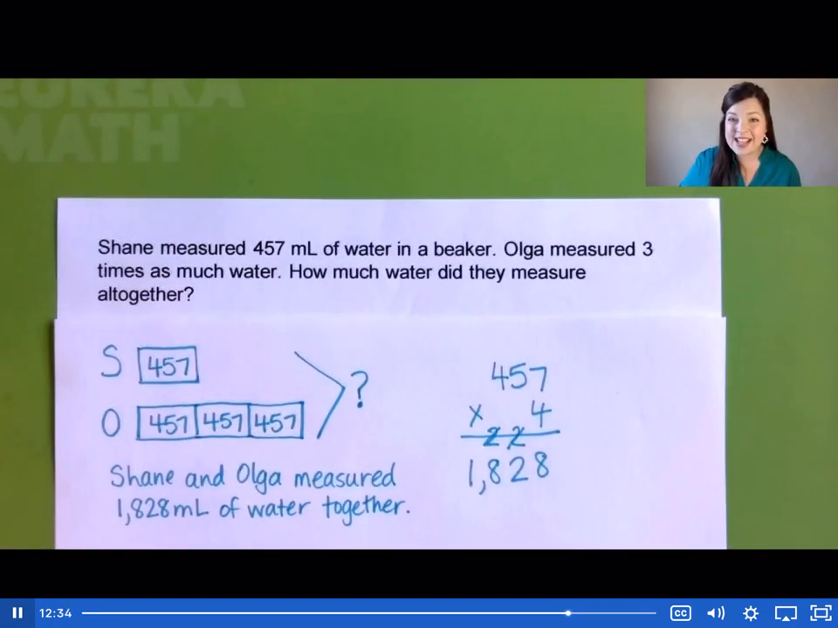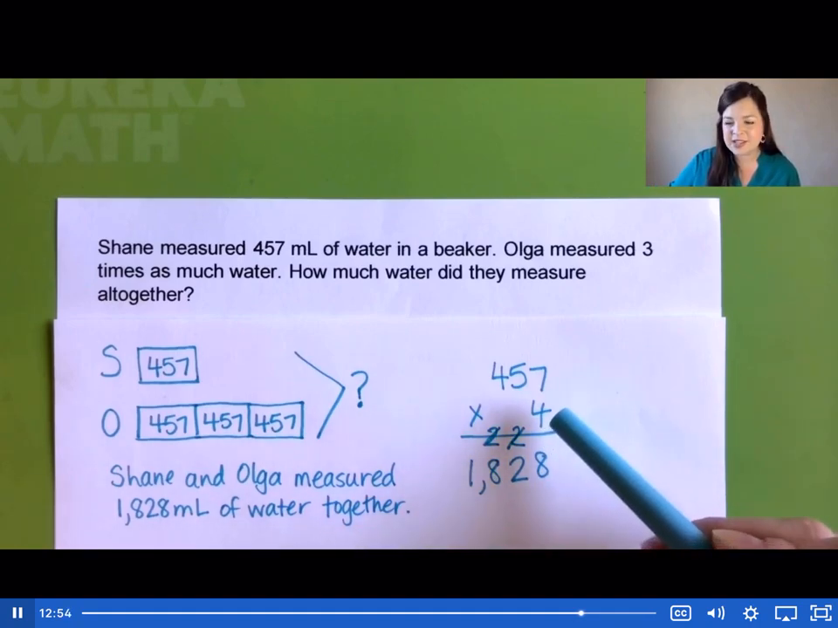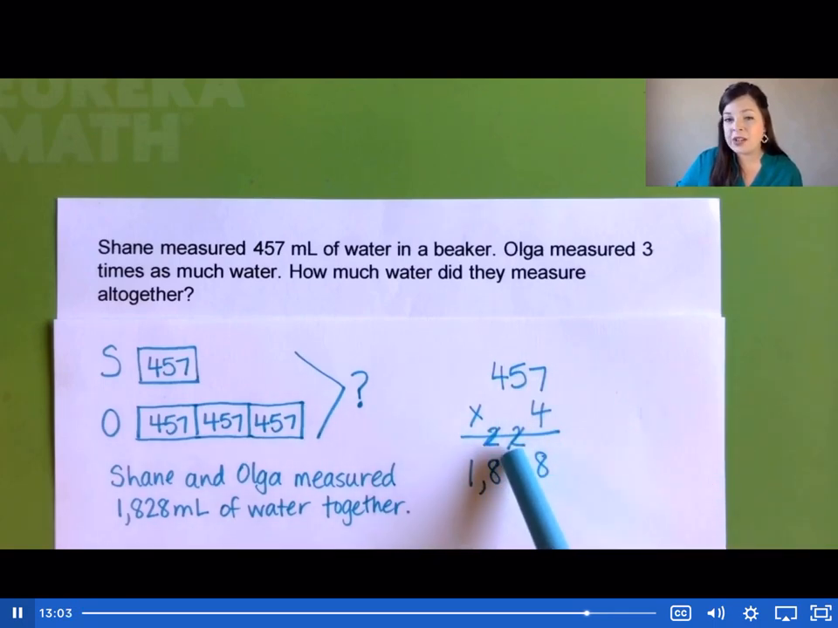Welcome back. Did you find that Shane and Olga measured 1,828 milliliters of water together? Let's talk through how we used the standard algorithm to solve 4 times 457. First, in the ones place, we multiplied 4 times 7 ones, which is 28 ones. We record 28 ones as 2 tens on the line and then the 8 ones.